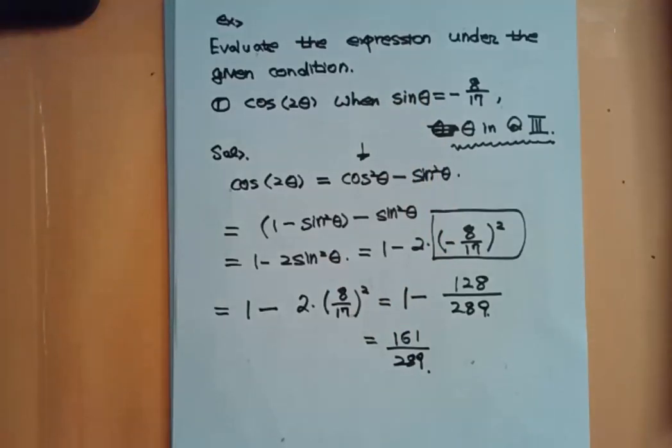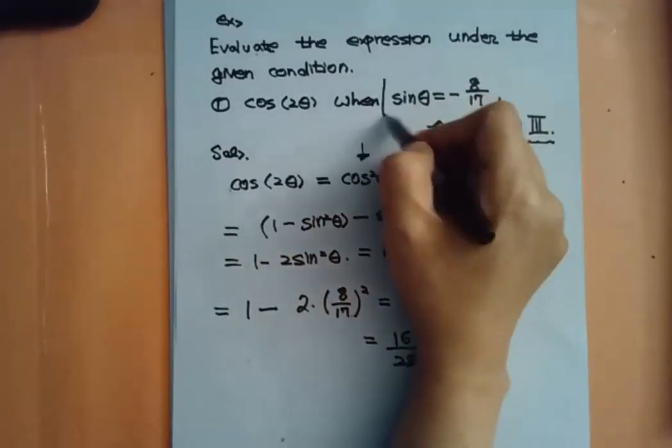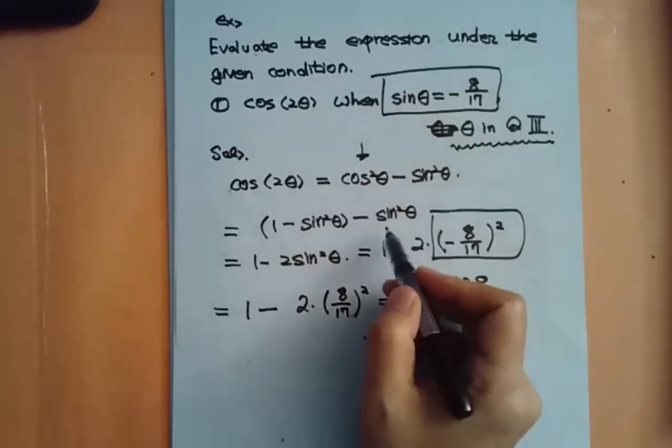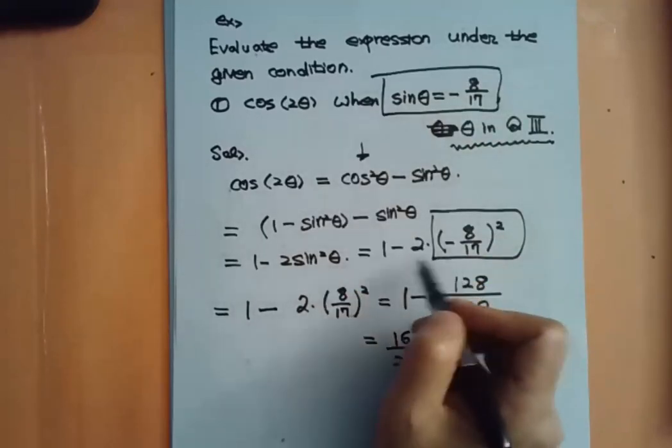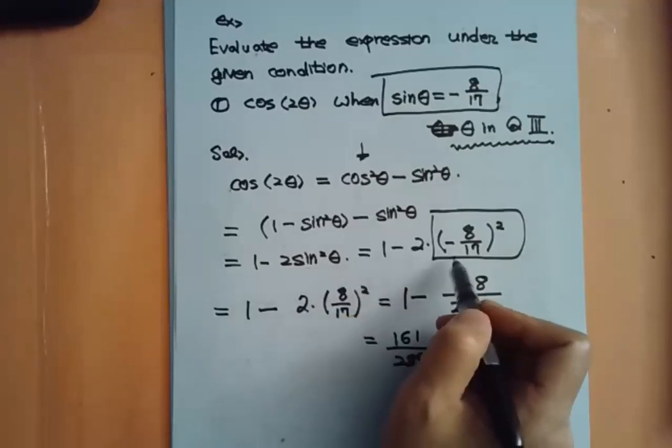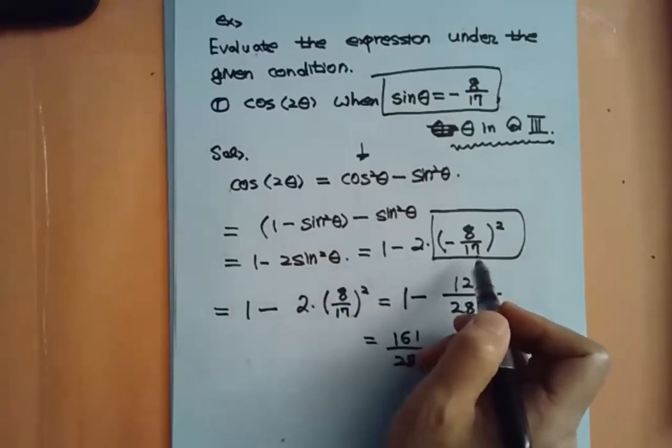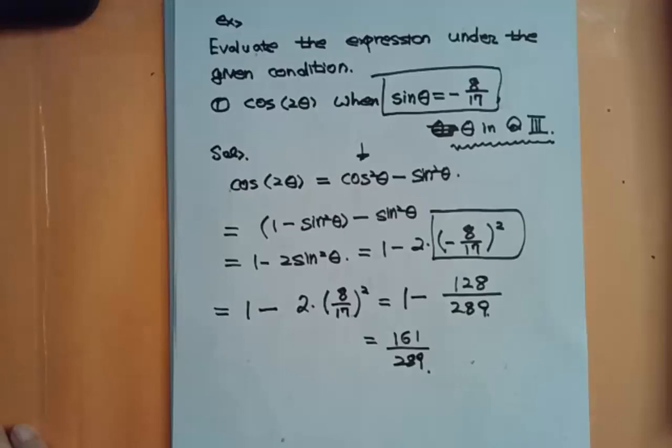I don't quite understand what you're asking. Where did the sign go? So sine was given as this one. And so instead of sine, I replaced the sine of theta by minus 8 over 17. Am I answering your question? Or something else?